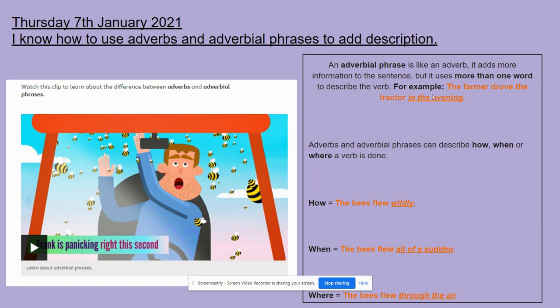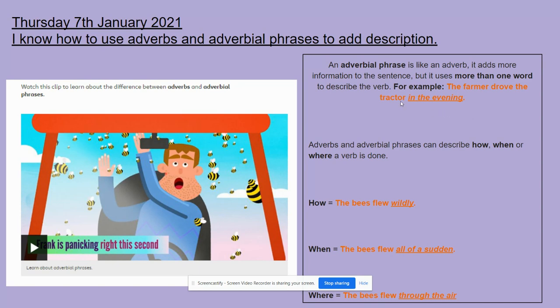So for example, the farmer drove the tractor in the evening. The farmer drove the tractor could have been the end of my sentence, could have put a full stop there. Farmer is the noun, drove is the verb, that's what he's doing, tractor is another noun, and that could have been a simple sentence all by itself. But I've included this adverbial phrase to tell me when the farmer is driving the tractor. So the farmer drove the tractor in the evening.